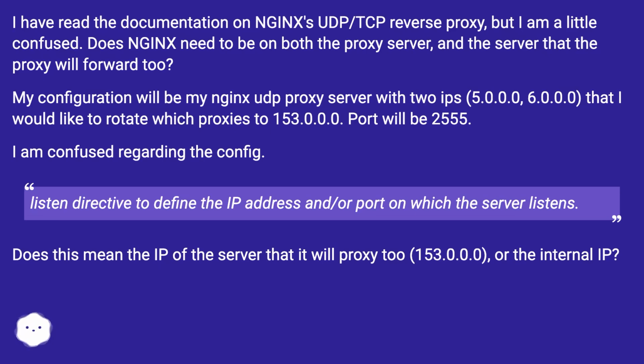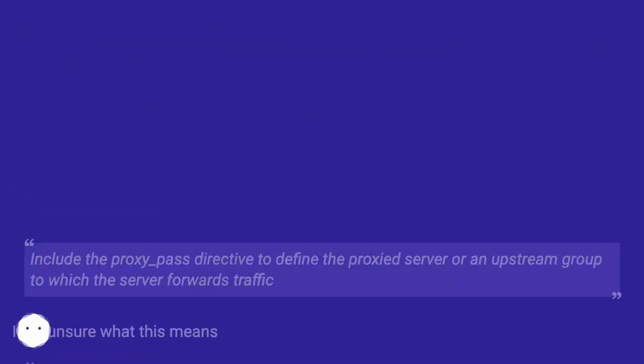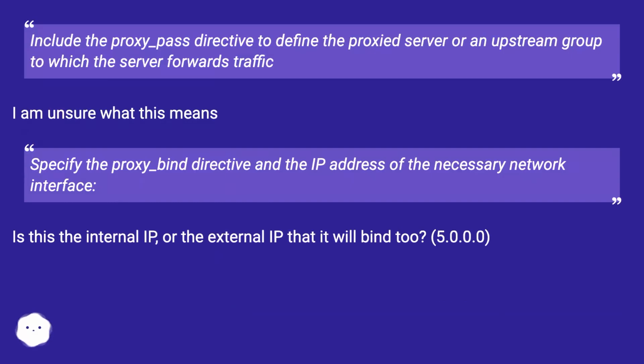Listen directive to define the IP address and/or port on which the server listens. Does this mean the IP of the server that it will proxy to, 153.0.0.0, or the internal IP? Include the proxy_pass directive to define the proxy server or an upstream group to which the server forwards traffic. I am unsure what this means. Specify the proxy_bind directive and the IP address of the necessary network interface. Is this the internal IP or the external IP that it will bind to? 5.0.0.0.